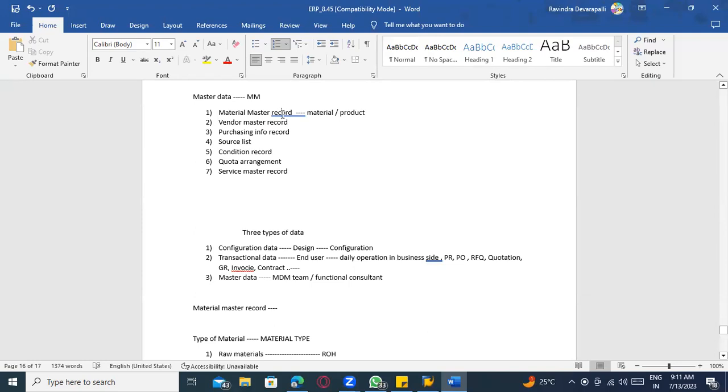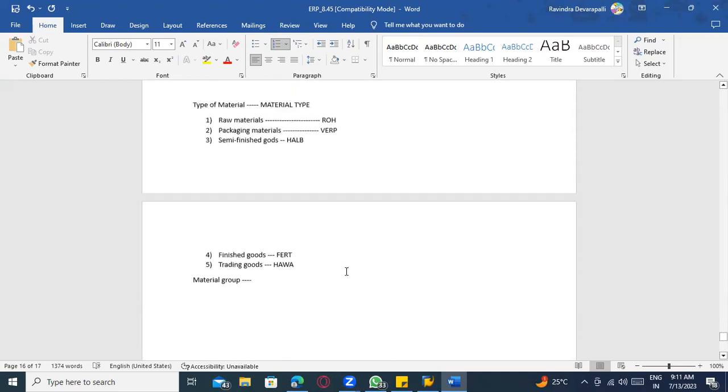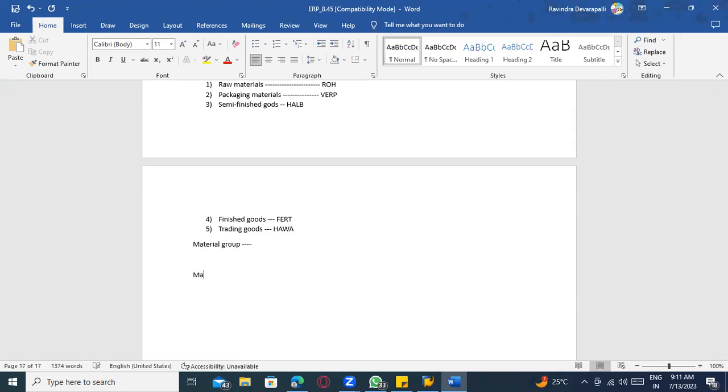So all this information we are entering in the material master record when creating the product name. What other information is required? If we are planning to buy this material, you must know what information is required to purchase this product, and that information we maintain. If you are selling this product to the customer, what information is required to create the sales order for this material? And if you want to store it, what information is required for storage?